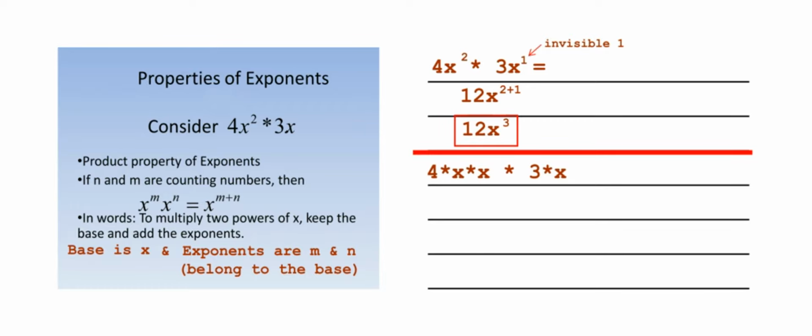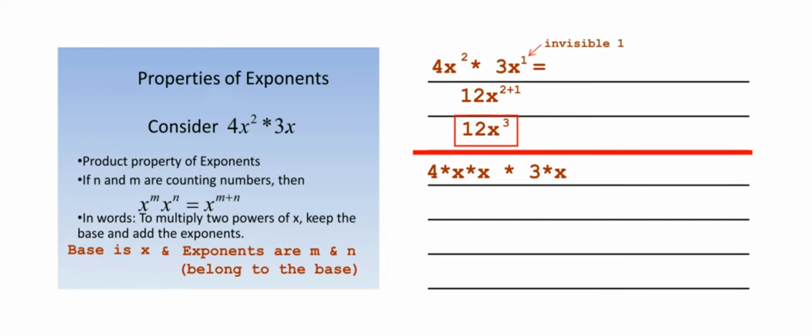So if we expand this, we have 4 times x times x. That's the equivalent of saying 4x squared. Agreed? There's 2 x's there. And now 3 times x is the addition to this. In other words, we're multiplying times 3x. That was the second portion of our expression.